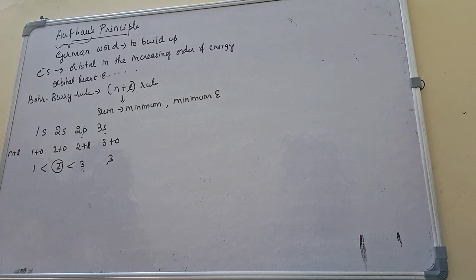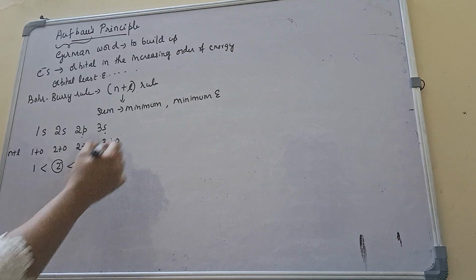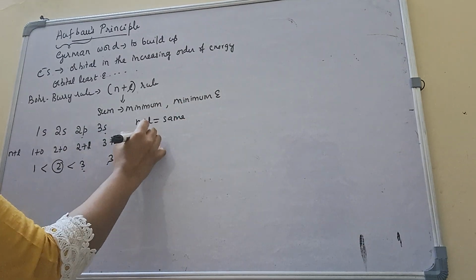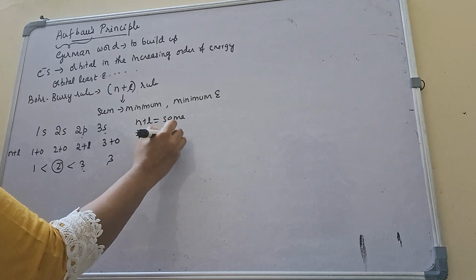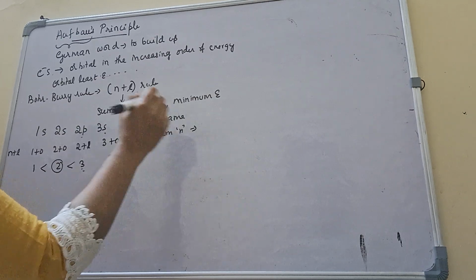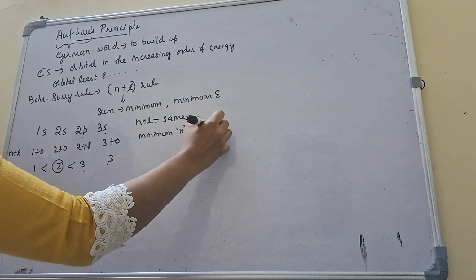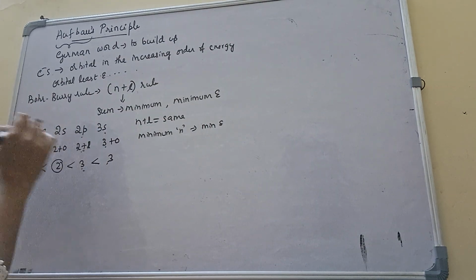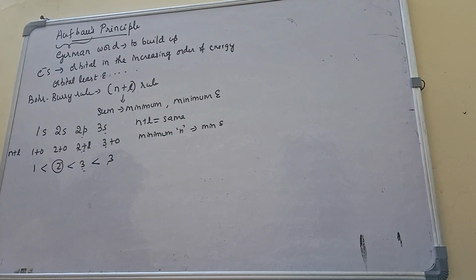Right? So then, if that is the case, n decides, consider minimum n. So if n plus L is the same in two cases, whichever has the minimum n will have the minimum energy. So in this case, the sum is same, but n is minimum here, so it goes in this order. Okay, so this is about the rule.